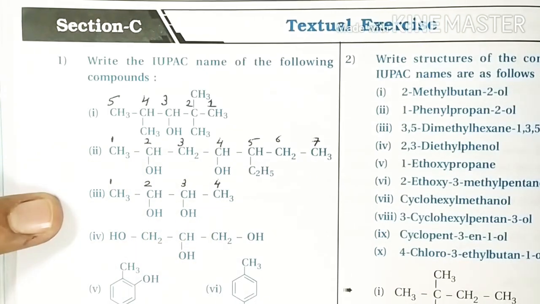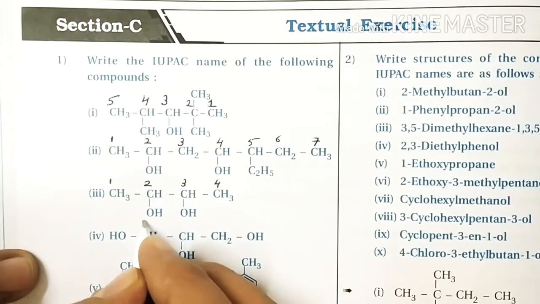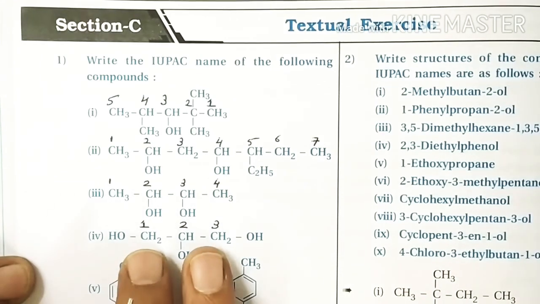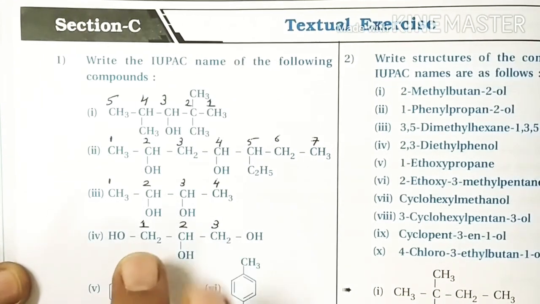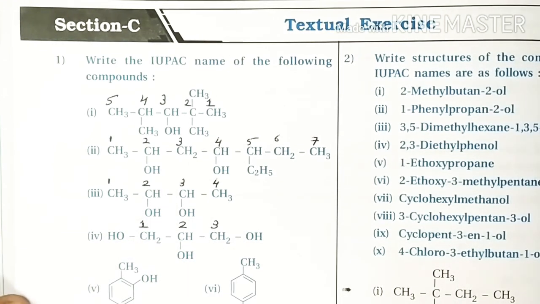Next one is written like that: 1, 2, 3, 4. It's a total of 4 carbons, so it's butane, butane-2,3-diol. Next, the compound is given like that: 1, 2, 3. The longest chain is 3, so it's propane, propane-1,2,3-triol. You know that the other name of propane-1,2,3-triol is glycerine or glycerol, the common name.